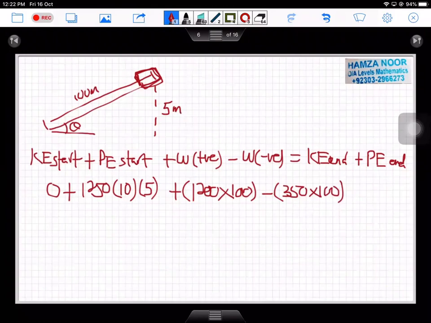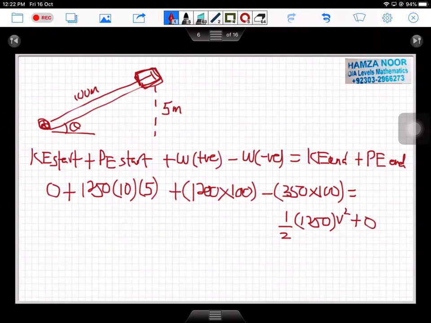This is equal to kinetic energy at end plus potential energy at end. So kinetic energy at end is half mv squared, and here we need to find the speed basically, so v will be unknown. So half into 1250 times v squared, and then plus the potential energy at the bottom of the hill at the end of the journey would be 0, because the car is now at the level of the ground. All right, so as simple as that, find the value of v.